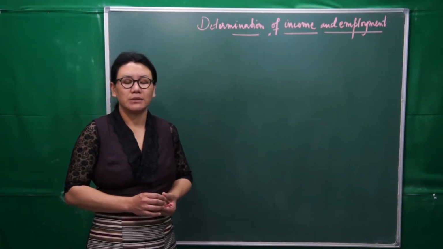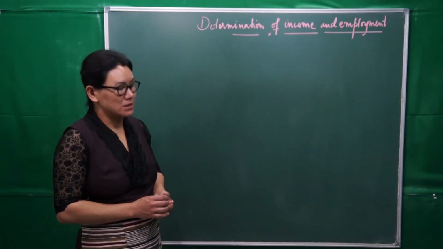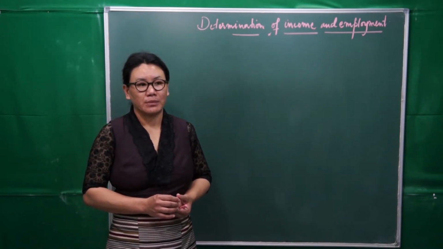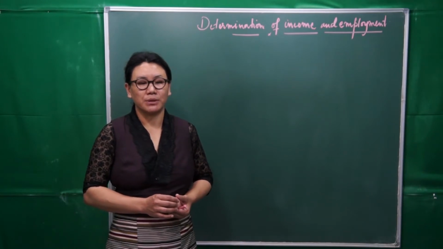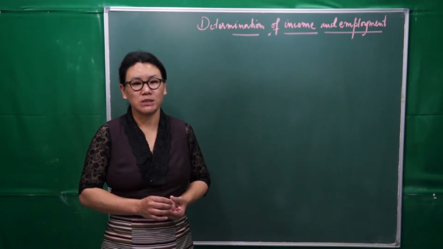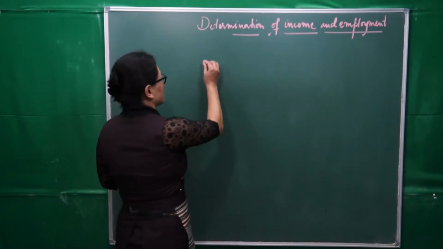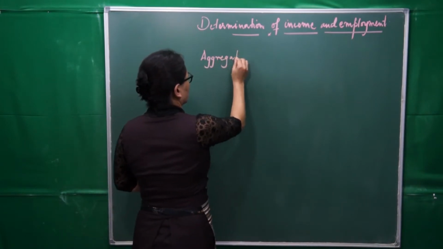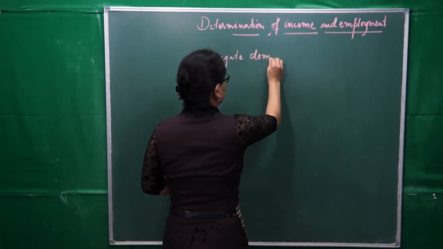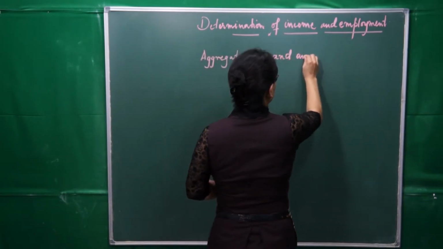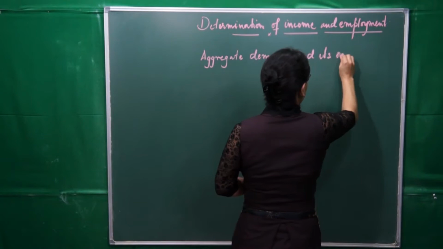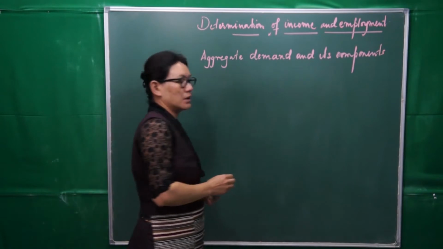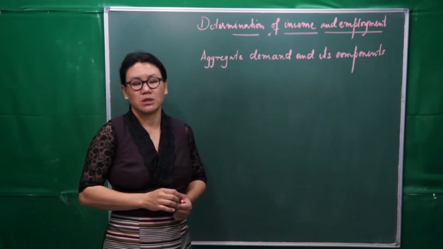Determination of income and employment. In this unit, we have lots of chapters to study. Today, I will be taking up one chapter from this unit, which is called Aggregate Demand and its component. This is the first chapter in this unit.